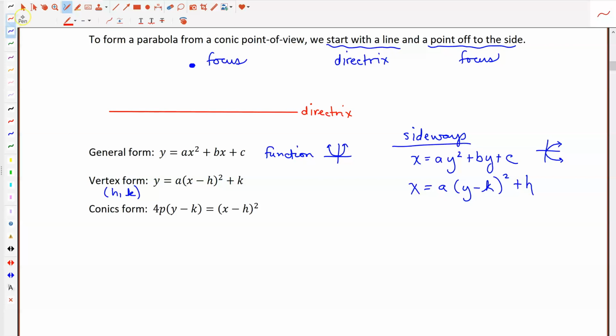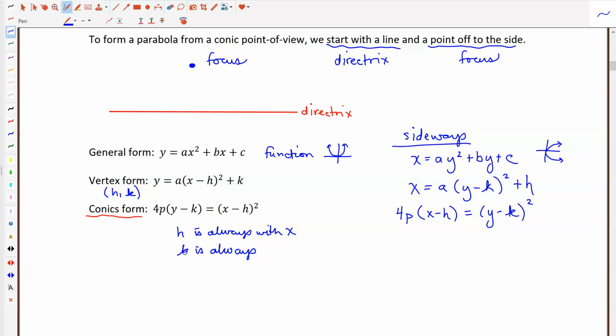The new thing that we're going to be looking at right now is a parabola, but in a conics format. That's going to look like 4p(y minus k) is equal to the quantity x minus h, squared. If this was a sideways conic, it would look like 4p(x minus h) is equal to (y minus k) squared. Okay, so we can continue to see even in these conics forms that the h is always with the x, and the k is always with the y. And in this conics form, this new variable right here, this p, is on the unsquared part.